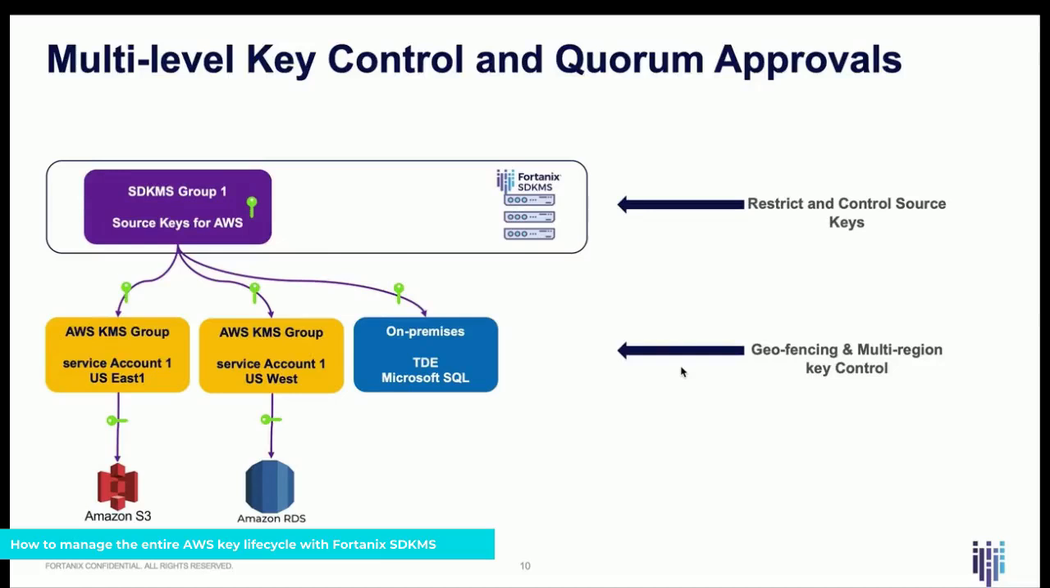But self-defending key management service gives you a lot of controls on how you could restrict that, not just through RBAC, but even through Quorum policies. We'll take a look at it. And then the geofencing and multi-region key control.